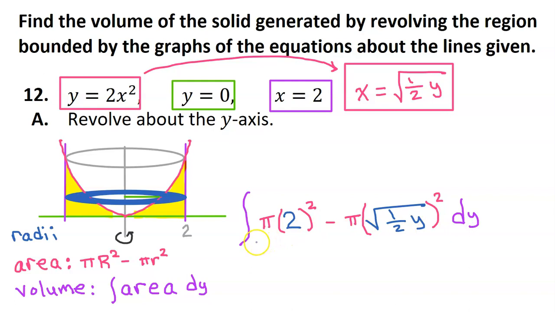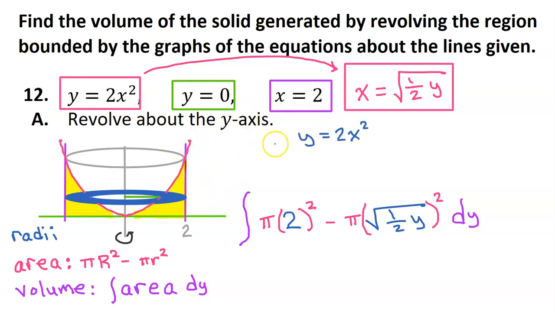But wait a minute, we need the limits of integration. So I need to know how high these washers are being stacked. I know it's going to go from 0 to something, but I don't know exactly how high. So I can see that the top of this solid is going to be at the intersection between the parabola and the line x equals 2. So I need to set those two equations equal to each other to find the intersection point.